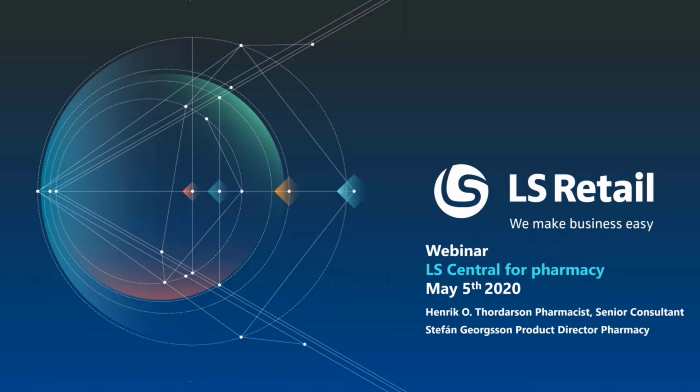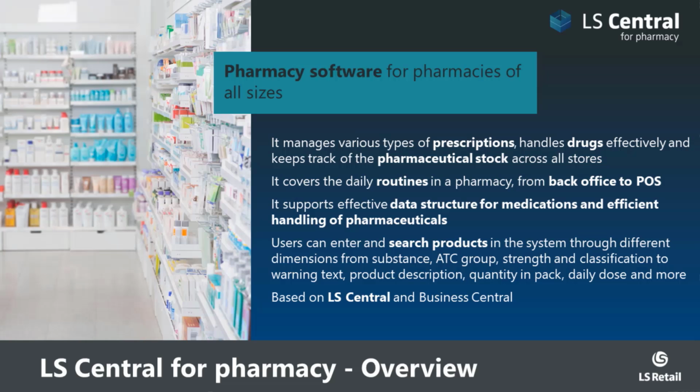First, I will shortly talk about LS Central for Pharmacy as a product. This is pharmacy software for pharmacies of all sizes. It manages various types of prescriptions, handles drugs efficiently, and keeps track of the pharmaceutical stock across all stores. It covers the daily routines in a pharmacy from back office to POS. It supports an effective data structure for medication and efficient handling of pharmaceuticals.